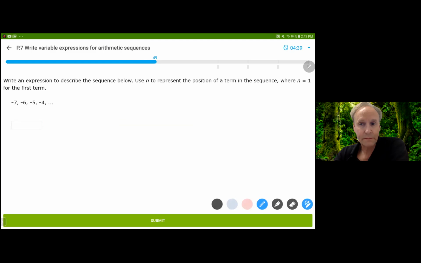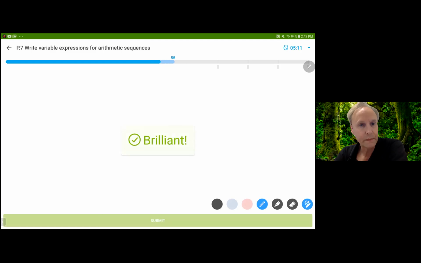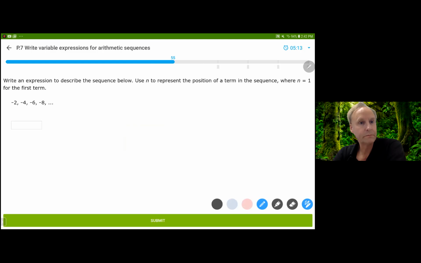We're adding 1 every time. So we need the zeroth term. To get to, one way to think of it is n plus my zeroth term, which is -8, gives us the -7. So if I want the first term, it's going to give me my -7 and so on. So it's n minus 8. I was thinking I could make that simpler, but not really. You just have to go to the zeroth term.